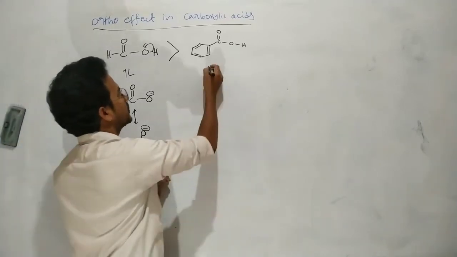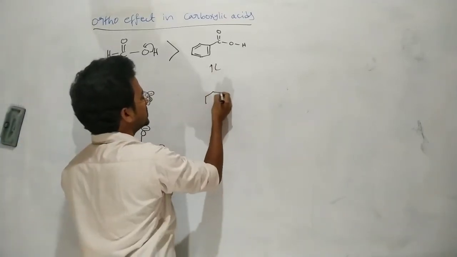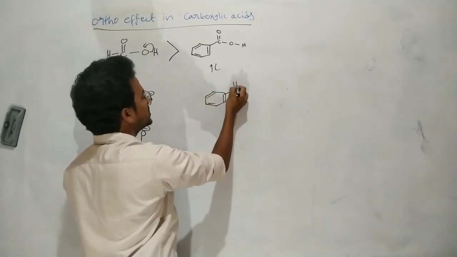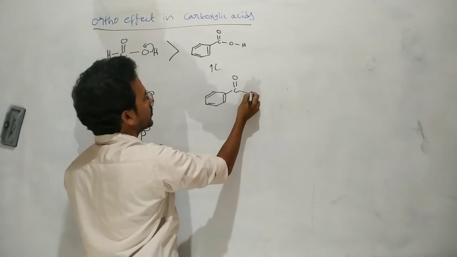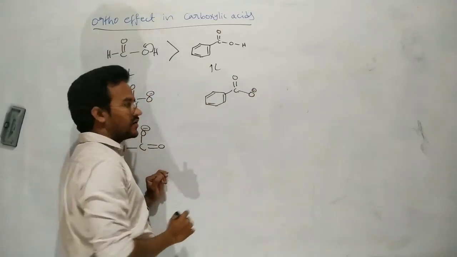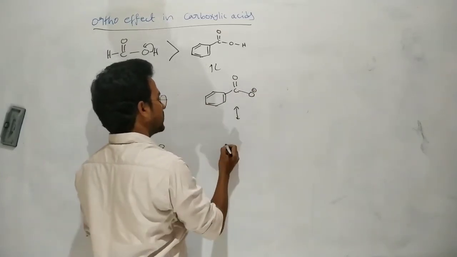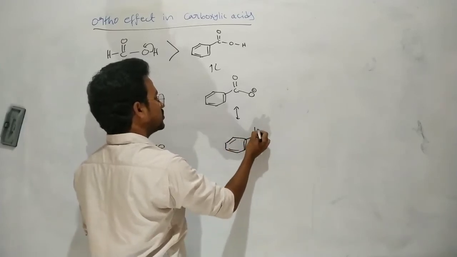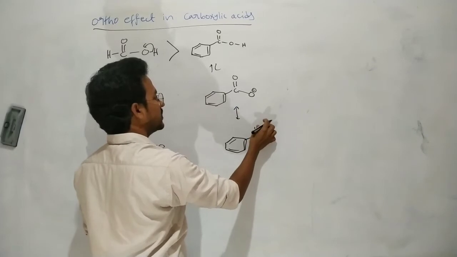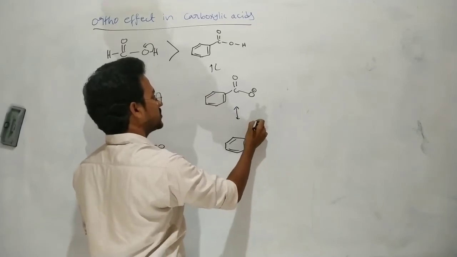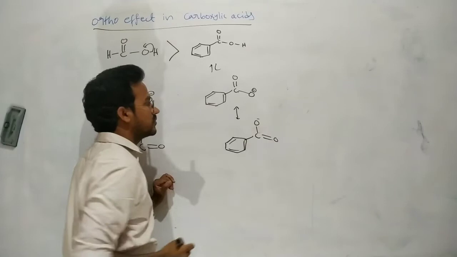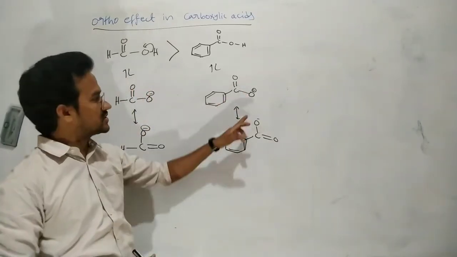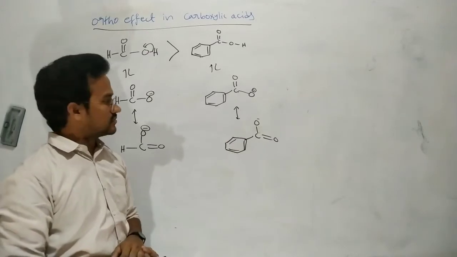Now let us check the stability of the benzoate conjugate base. C double bond O, here O minus. Of course, it is also stabilized by resonance with the CO group. That CO group attracts the negative charge, that means O minus double bond O. So here also there is a dispersal of the negative charge.